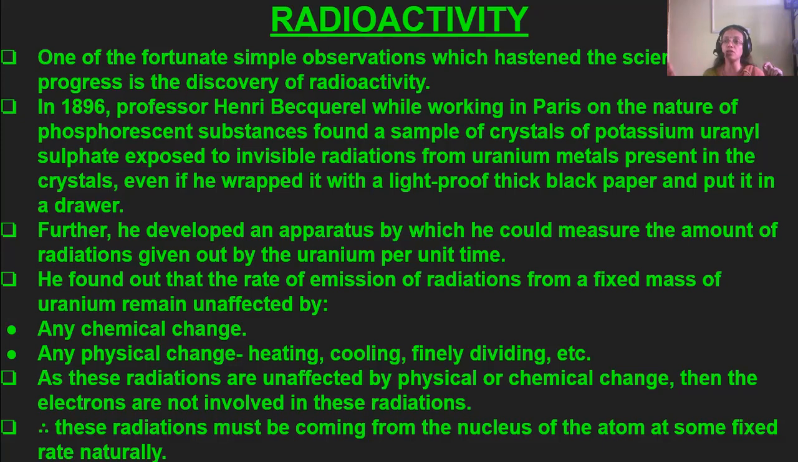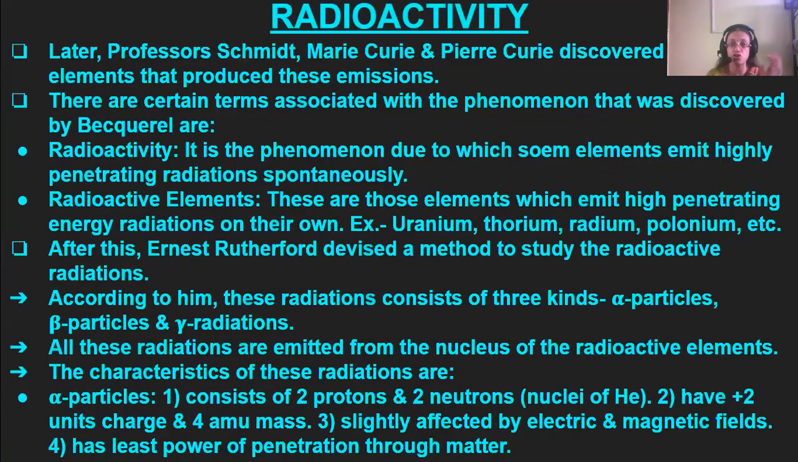So electrons are not involved in these radioactive radiations. Only the nucleus of the atom is involved, at some fixed rate, which is coming out naturally. Later, Professor Smith, then Marie Curie and Pierre Curie, all of them discovered more elements which produce these emissions.